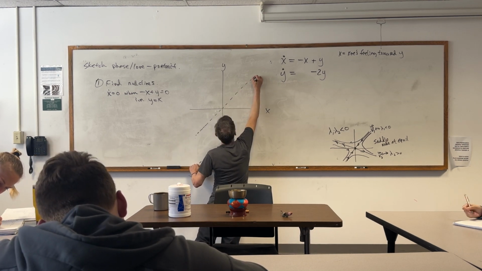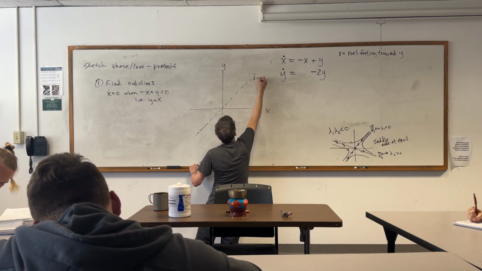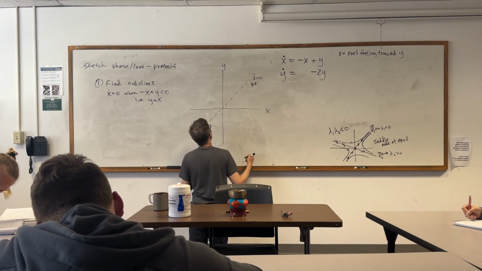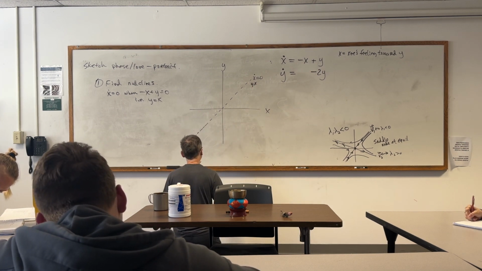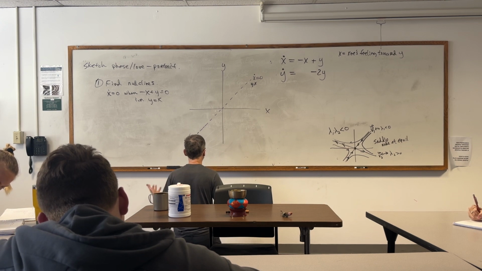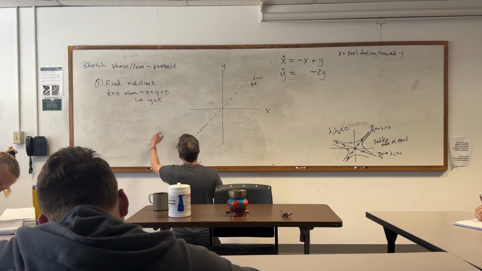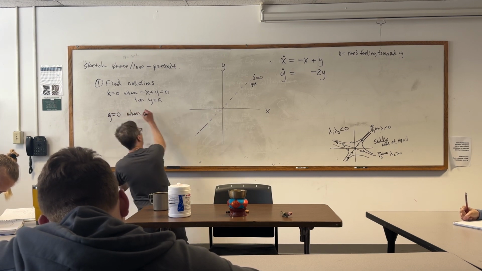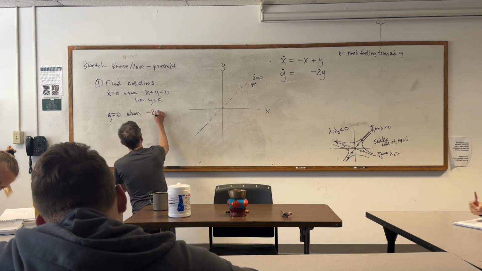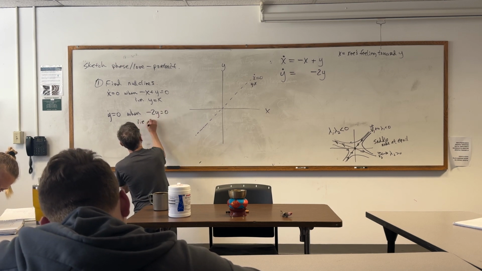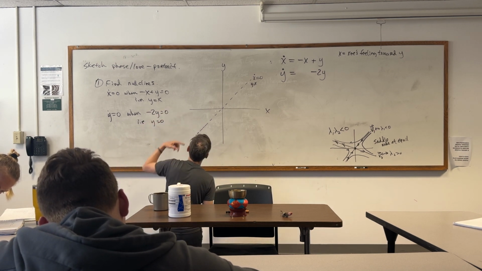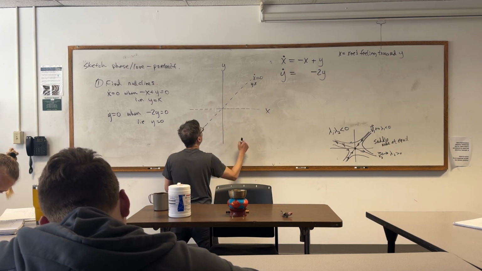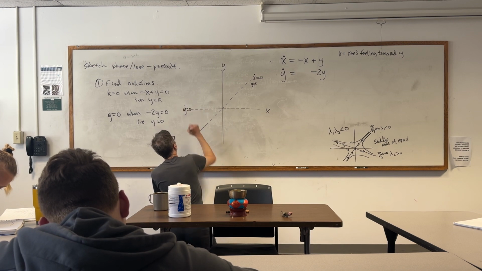I would label these because it helps keep your head together, just having that on the page. And it also helps keep me super happy when I can look at your work and know what is going on. Let's do the y null line. Y dot equals 0. This happens when negative 2y equals 0, i.e., when y equals 0. And that's called the x-axis. So all along here is where y dot is 0.